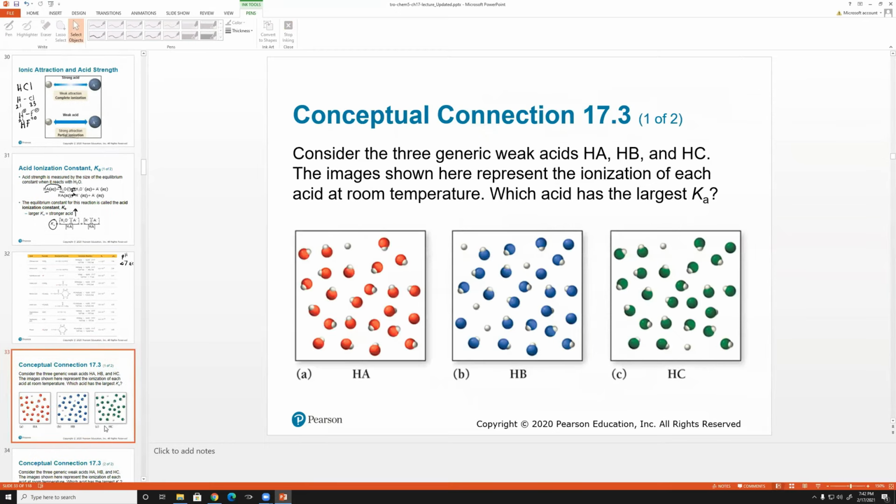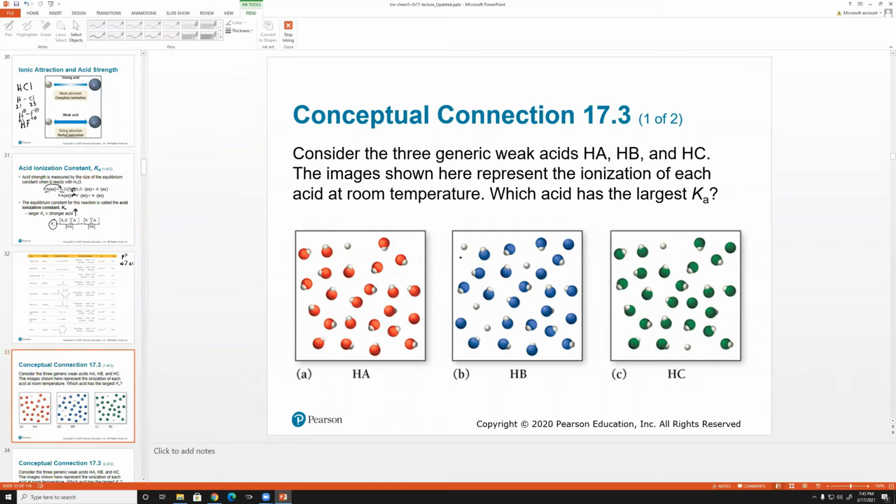Okay, so let's take a look at a question. Consider the 3 generic weak acids, acid A, B, and C. The images shown here represent the ionization of each acid at room temperature. Which acid has the largest Ka? Remember, Ka is products over reactants. So the larger the products, meaning the larger the Ka, the stronger the acid. Which one is going to be the strongest acid, meaning it has the most ionization?